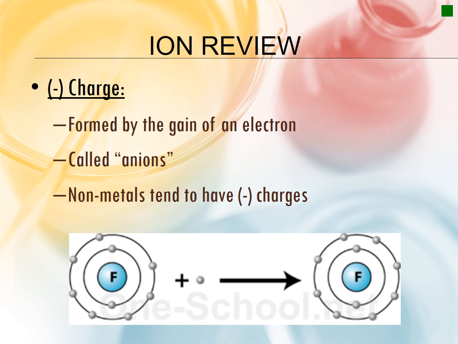Okay, negative charges. How do they get a negative? Well, it's the exact opposite of a positive. You gain an electron. So you're gaining something that's negative, therefore you are negative. It is called an anion, or a negative ion. And in this case, nonmetals tend to have negative charges. So when you look at the periodic table, they are to the right-hand side of the staircase.